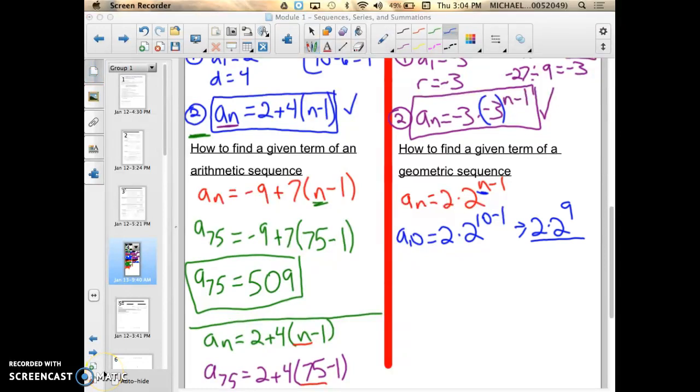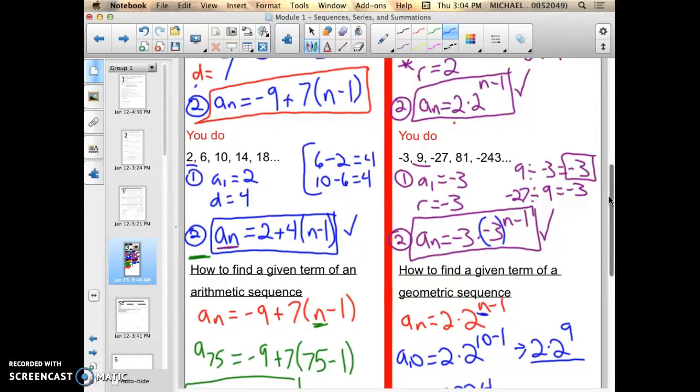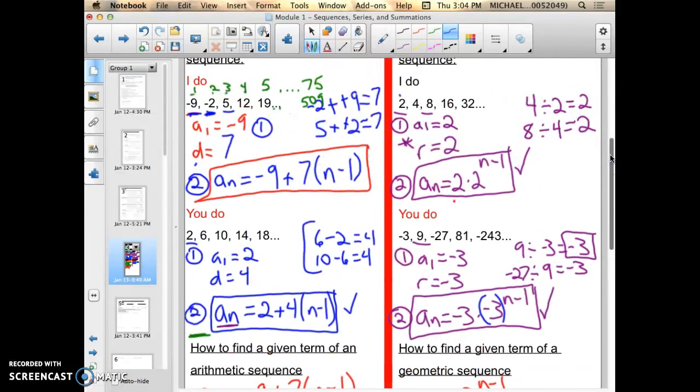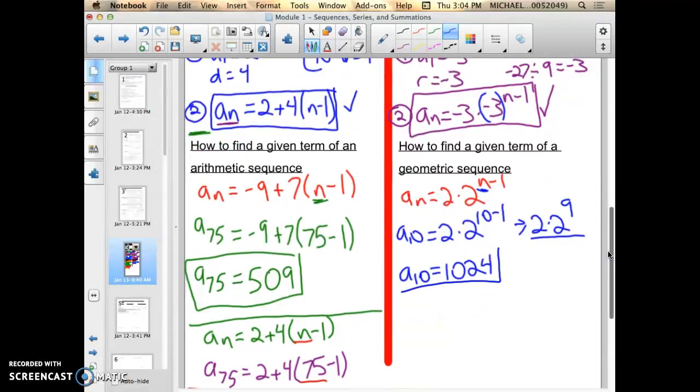If I do that math, I'm going to find out that the 10th term in this sequence, 2 raised to the 9th is 512, times 2 is 1,024. So if I was going to list this sequence out, the 10th term would be 1,024 right here. So pause the video and try the you do problem on your own.